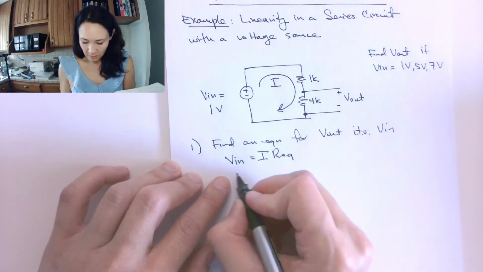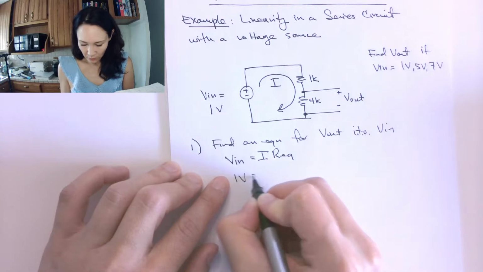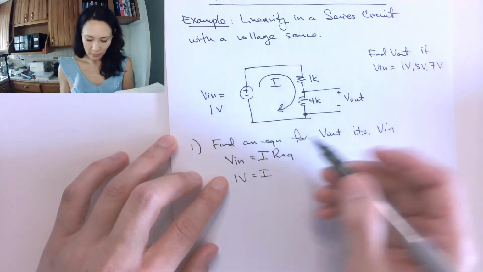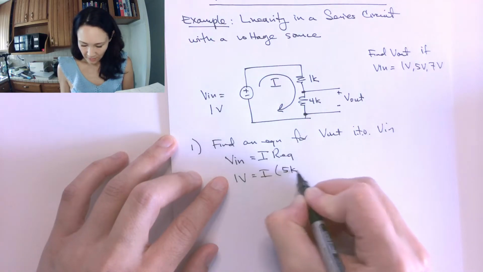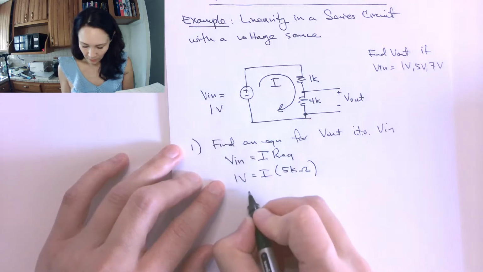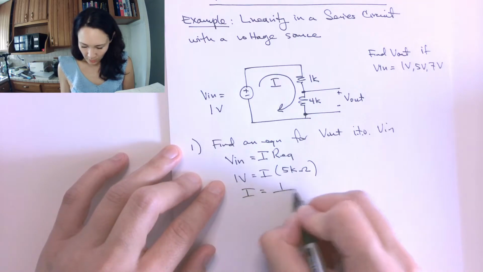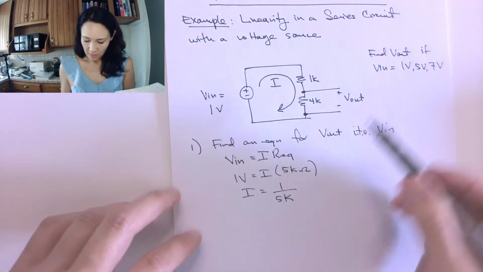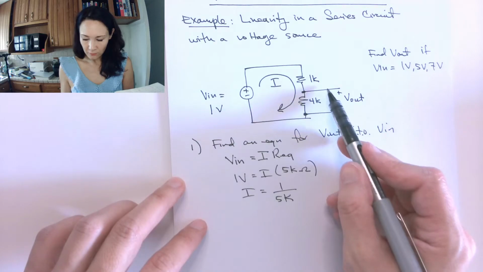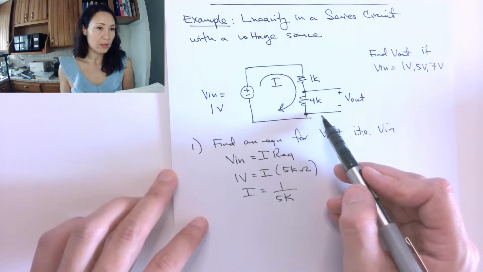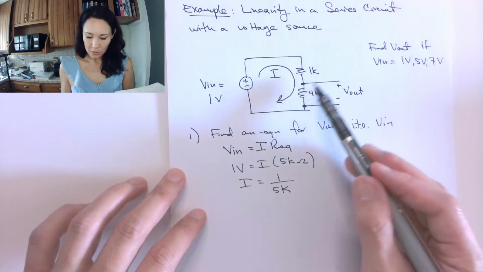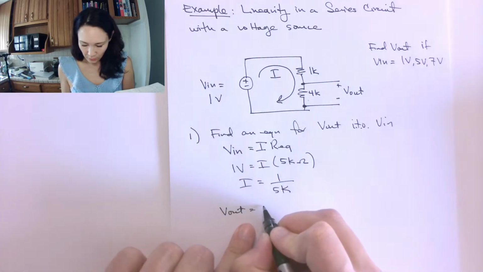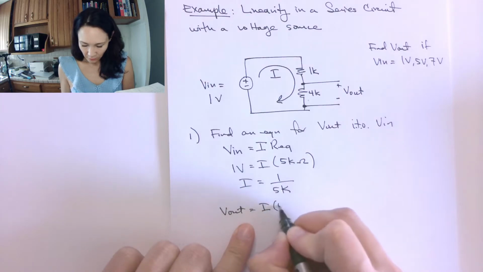So in this starting case, our V in is 1 volt. Here's our I. Our R equivalent, since these are in series, is 1K plus 4K. So this is 5K ohms. So our I is going to be 1 over 5K. Great. So then I'm interested in the voltage drop across just the 4K ohm resistor. So if I apply Ohm's law just to this resistor, I'll get that V out is equal to I times the 4K ohm resistor.